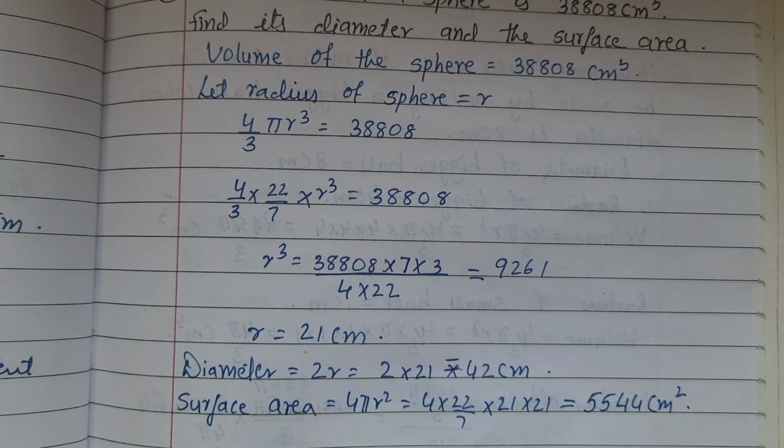Surface area equal to 4 pi r square, which is equal to 4 into 22 upon 7 into 21 into 21. Therefore, surface area is equal to 5,544 centimeters square.